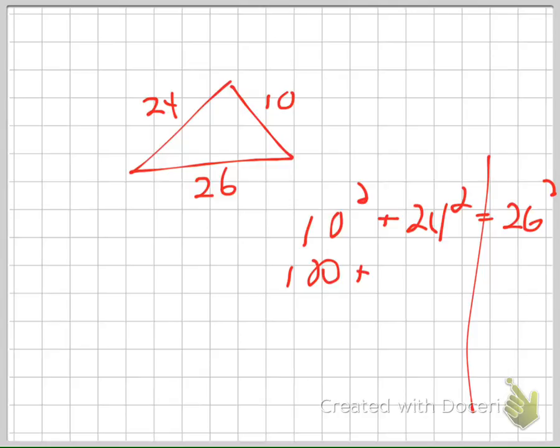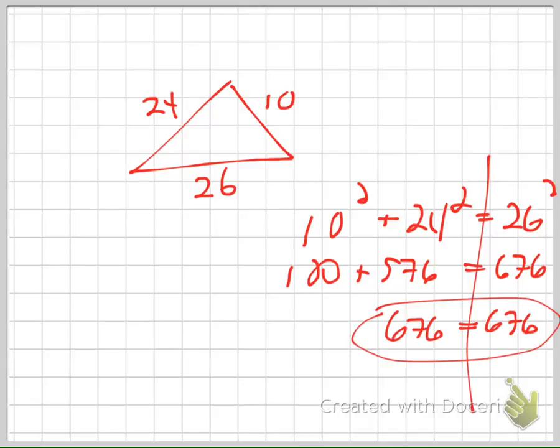100 plus, what's 24 squared? What's 24 times 24? 576. What is 26 squared? 676. 100 plus 576 is 676, equals 676. Does 676 equal 676? Therefore, since it does come out to be true, that means this is a right triangle.